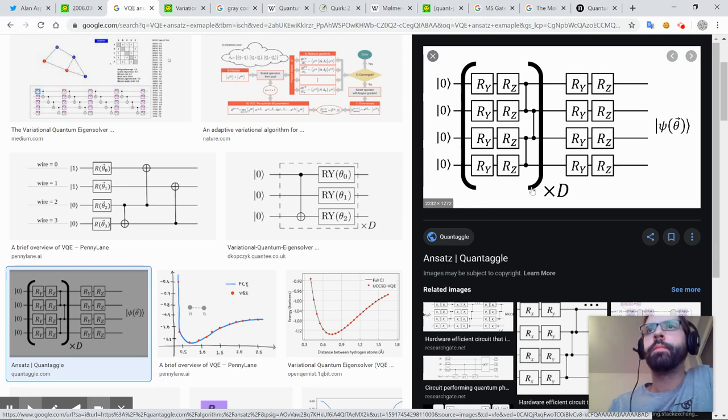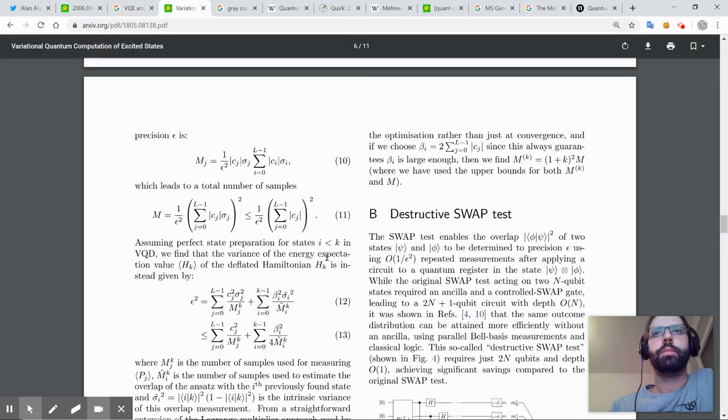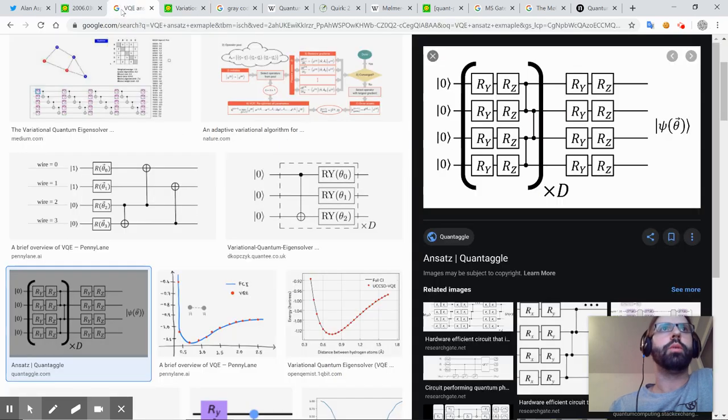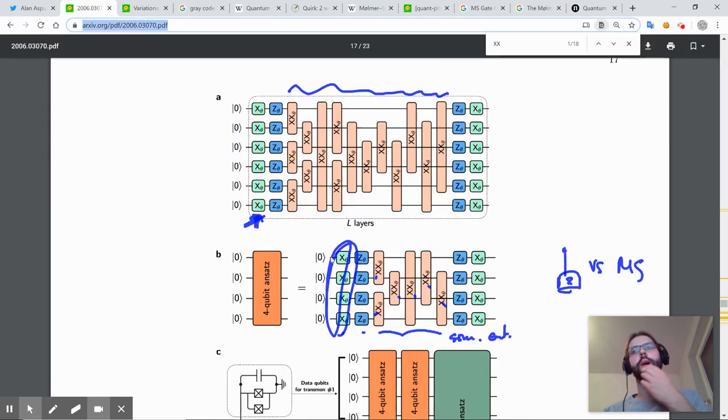Okay. Is it just because there are Y rotations and Z rotations? What would be the difference of X rotations and Z rotations? Yeah, that's an open question. So that's what I commonly see in ansatz design. Yep. Cool though.